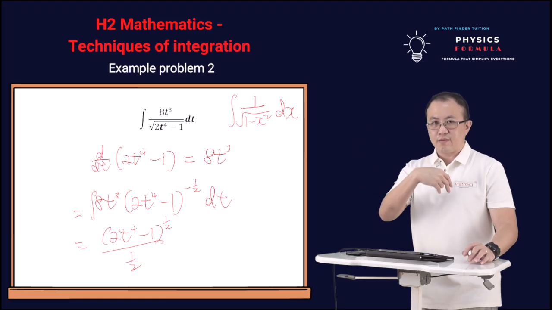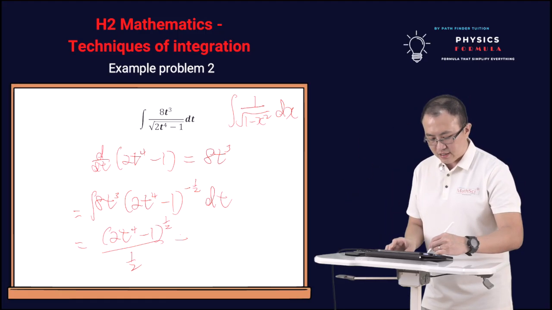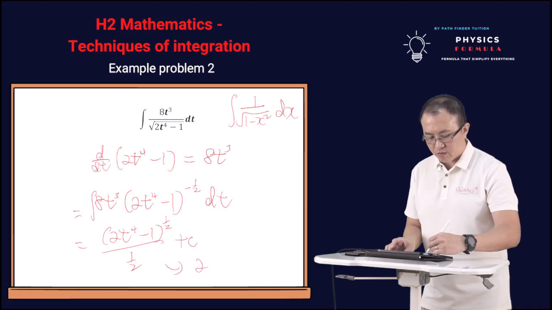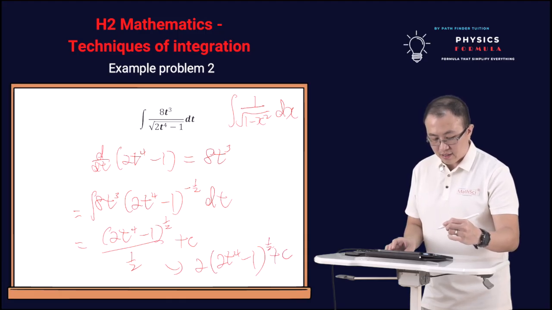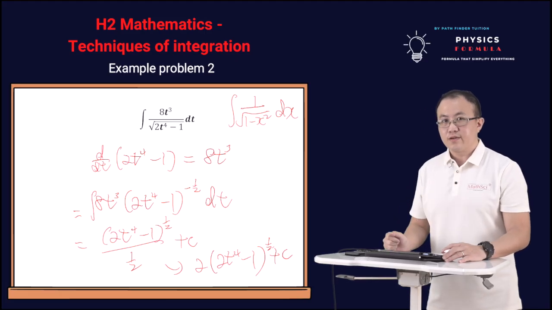When you differentiate, the half comes down, multiply by half. When you reverse, you divide by half. And then plus c. So the final answer will be 2 bracket 2t^4 minus 1 to the power of half plus c. Okay, let's check. Yeah, that's the answer. So that is example problem 2.